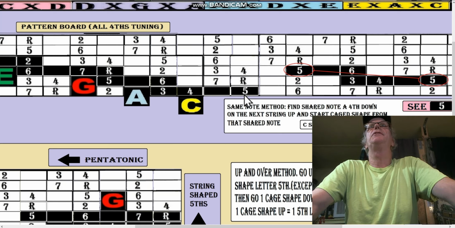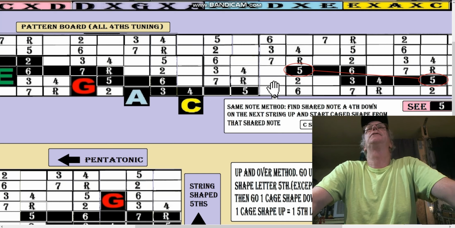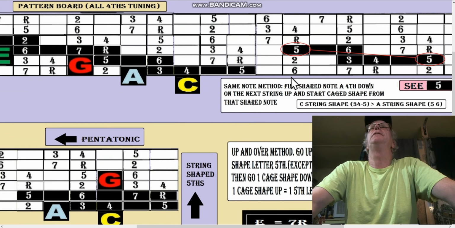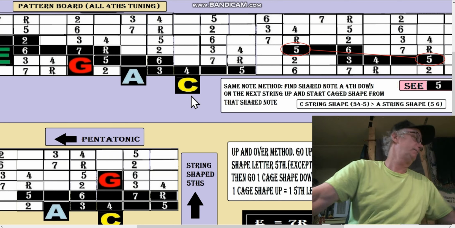Okay, so we have the same notes here, this 5 and this 5. If we want to go from a C string pattern to an A string pattern on the string above it, how are we going to do this? The same note method. Find the shared note on the next string up and then start your pattern from that.